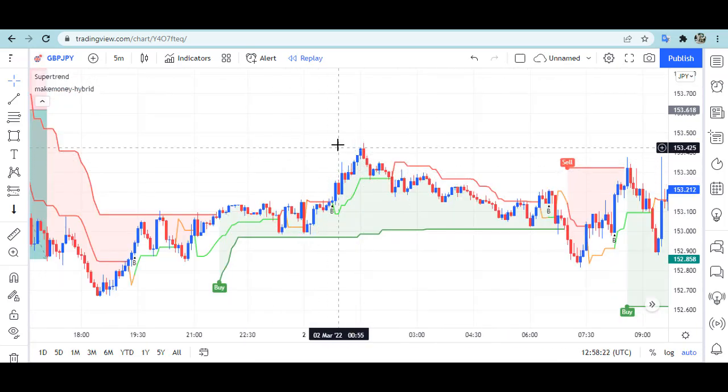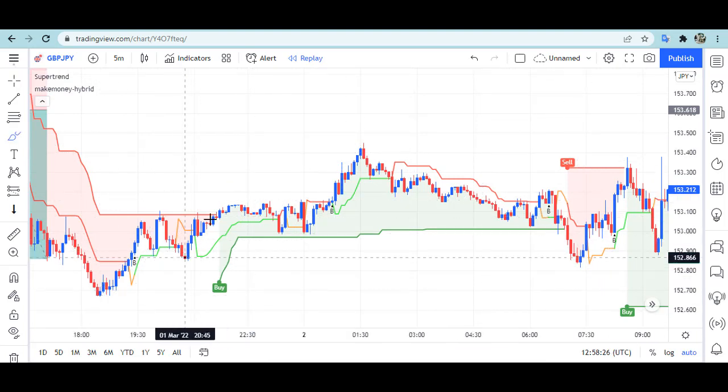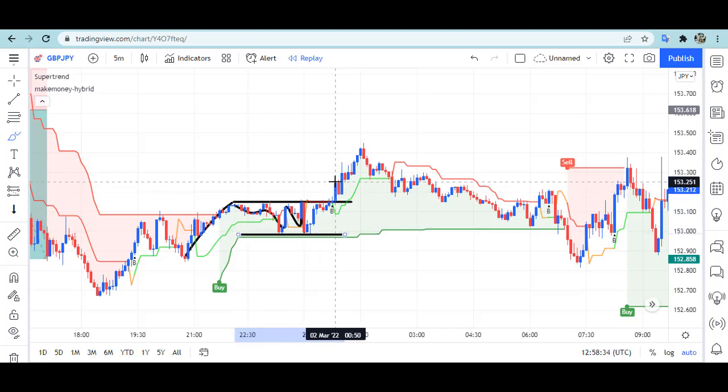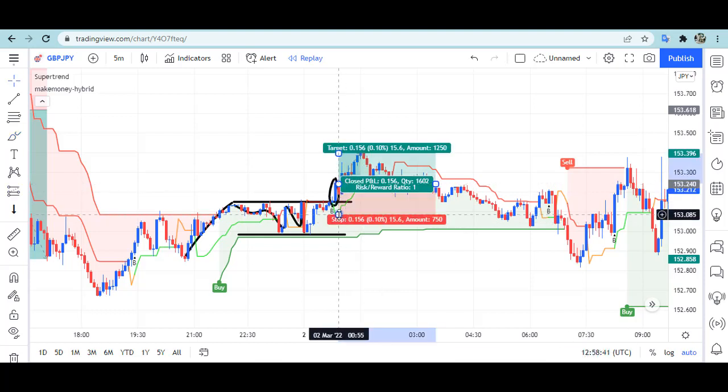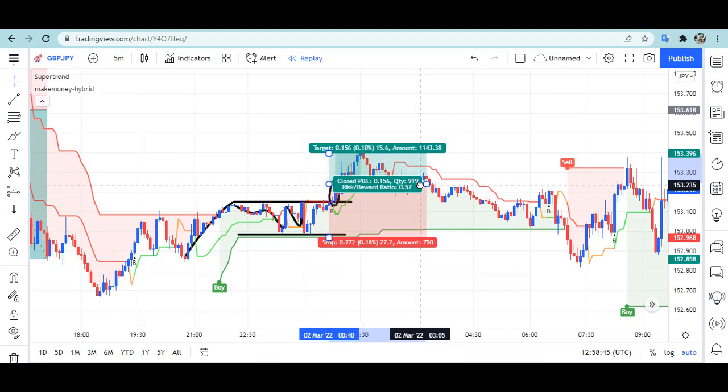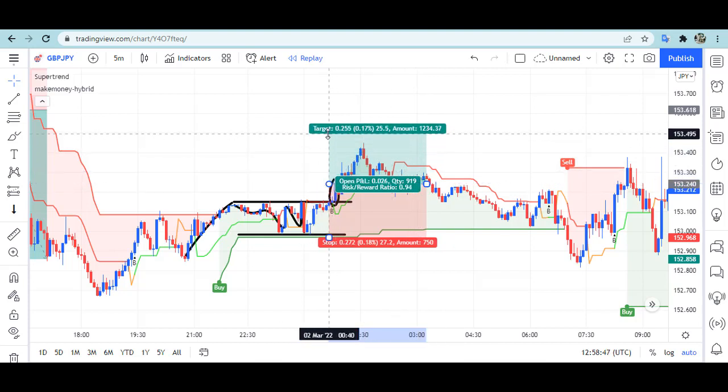Here is another buy signal. Price goes into the uptrend, goes into the consolidation. You can see here price breaks out of the consolidation, enter along here. Stop loss below here. Risk and reward at least 1-to-1.